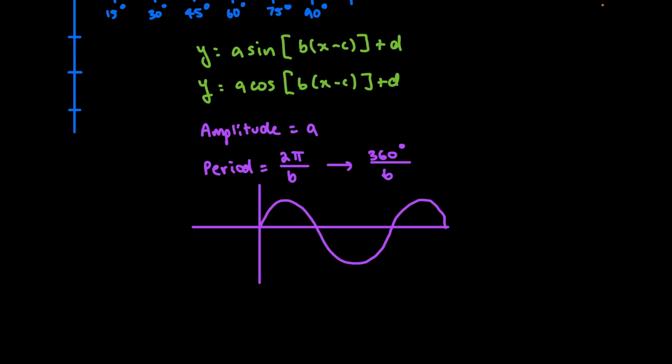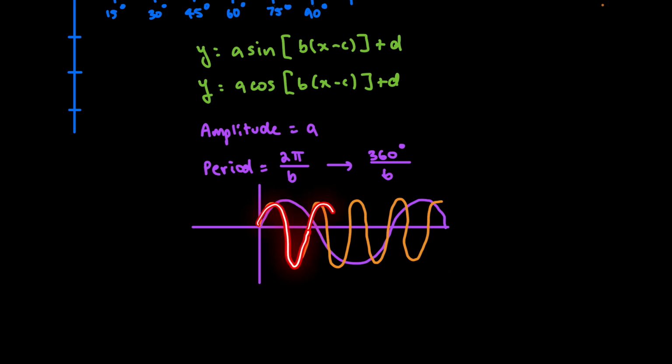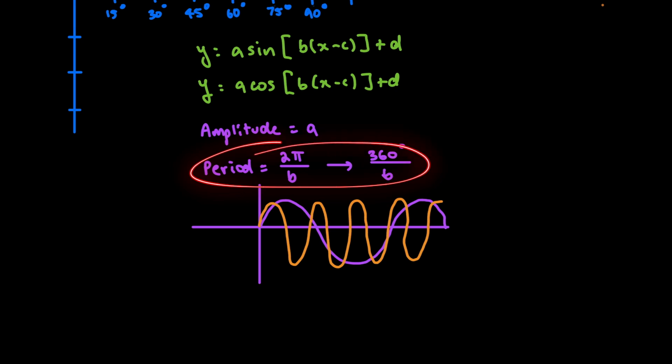Now if I compare this with another graph that looks like this, you can see the amplitude for both of these graphs is the exact same. It keeps going to the same height as well as the height below it, so it has the same maximum and the same minimum values. However, it keeps repeating itself a lot more frequently. Obviously this isn't the best graph, but that means the period of the orange graph is a lot smaller than the period of the purple graph. To work out the period, we can just use this formula here.